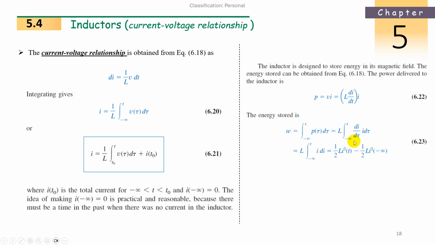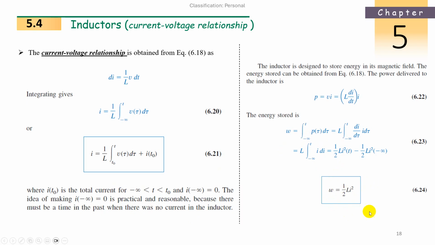The integration of x is x square by 2, so like this i square by 2 will come. So half L i square at the time t, minus half L i square at the time minus infinity when it was a very old value, the initial condition. But from the previous section we can say this minus infinity value is 0. So directly, the energy stored in the inductance is half L i square.